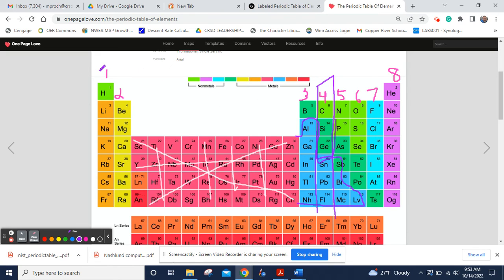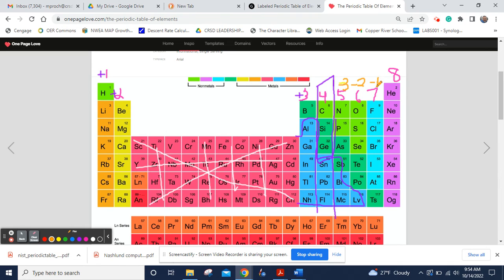That tells us that if it's giving away 1, it has a charge of +1. If it's giving away 2, it has a charge of +2. If it's giving away 3, +3. And this doesn't. But now we have a different situation. This has 5. It's not going to give 5 away. It's going to take on 3. So if it takes on 3, it is going to take on 3 negatives. Its charge is going to be, let's go with orange, minus 3 because it takes on 3 electrons. This takes on 2, so it's minus 2. This takes on 1, it's minus 1.